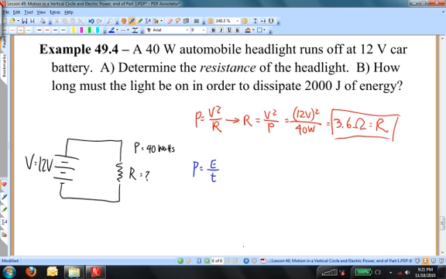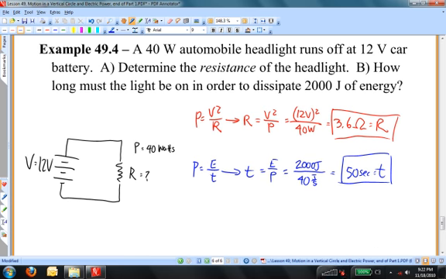So power is equal to energy divided by time. That must mean that time is equal to the energy divided by the power. The energy is 2,000 joules. The power is 40 watts, or 40 joules per second, which is equal to 50. It takes 50 seconds for this energy to be dissipated.